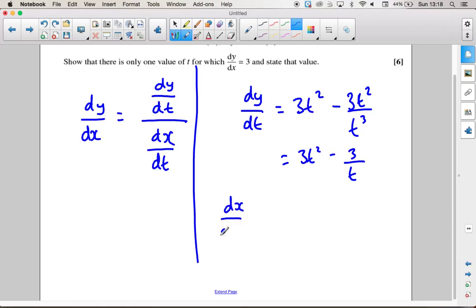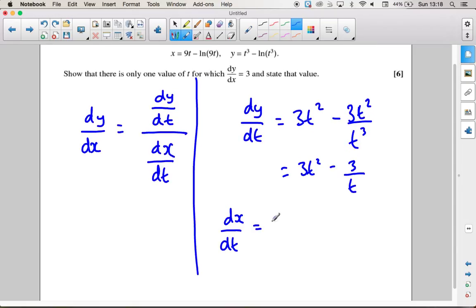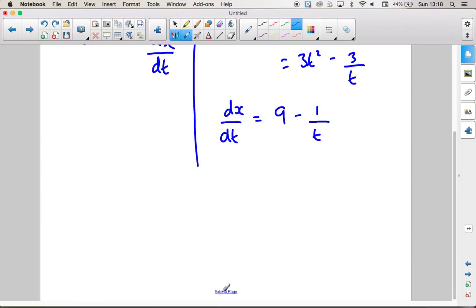Dx by dt will be 9 minus 9 over 9t, which is just 1 over t. So dy by dx is 3t squared over 3 over minus 3 over t divided by 9 minus 1 over t.